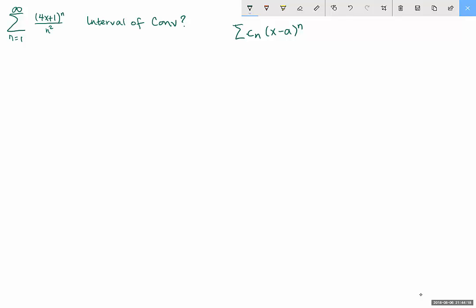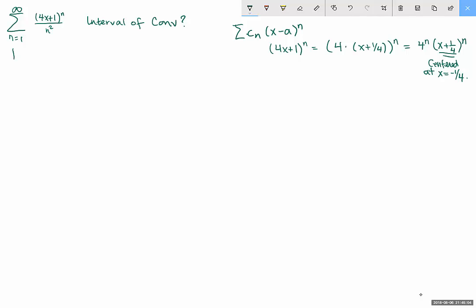To rewrite it in that form, we'd take the 4x plus 1 and rewrite it as 4 times (x plus 1/4) to the n, so this is 4 to the n times (x plus 1/4) to the n. Now we can see that this is a power series centered at negative 1/4. We could use that as we work through the problem, and I just want to point out that that's how you could determine the center. But when we search for the interval of convergence, it turns out we don't have to worry about that piece.